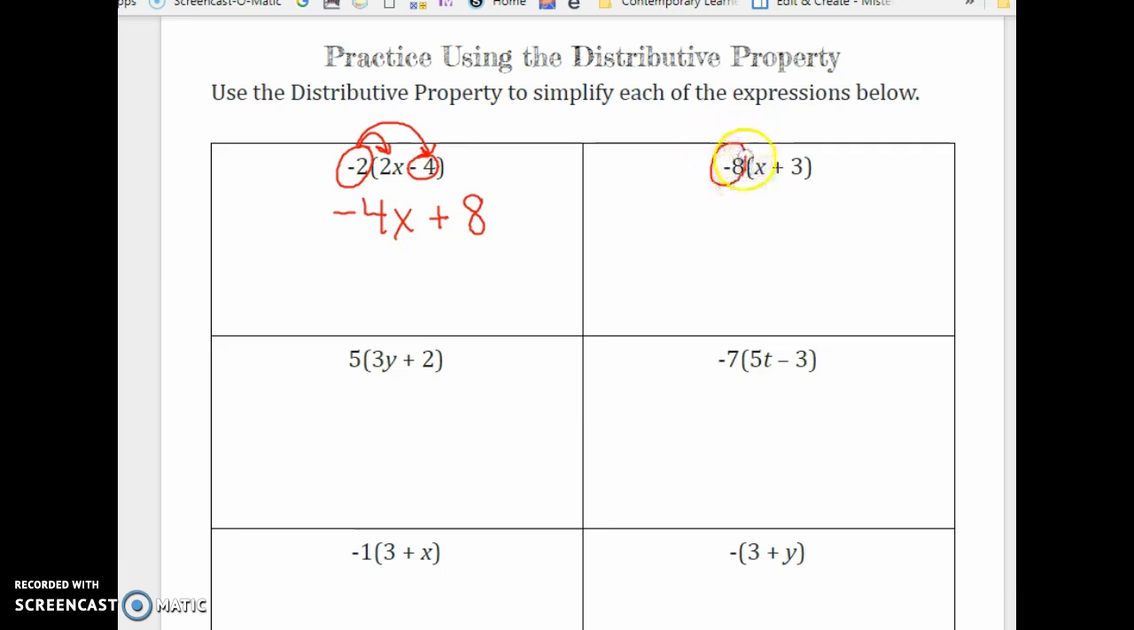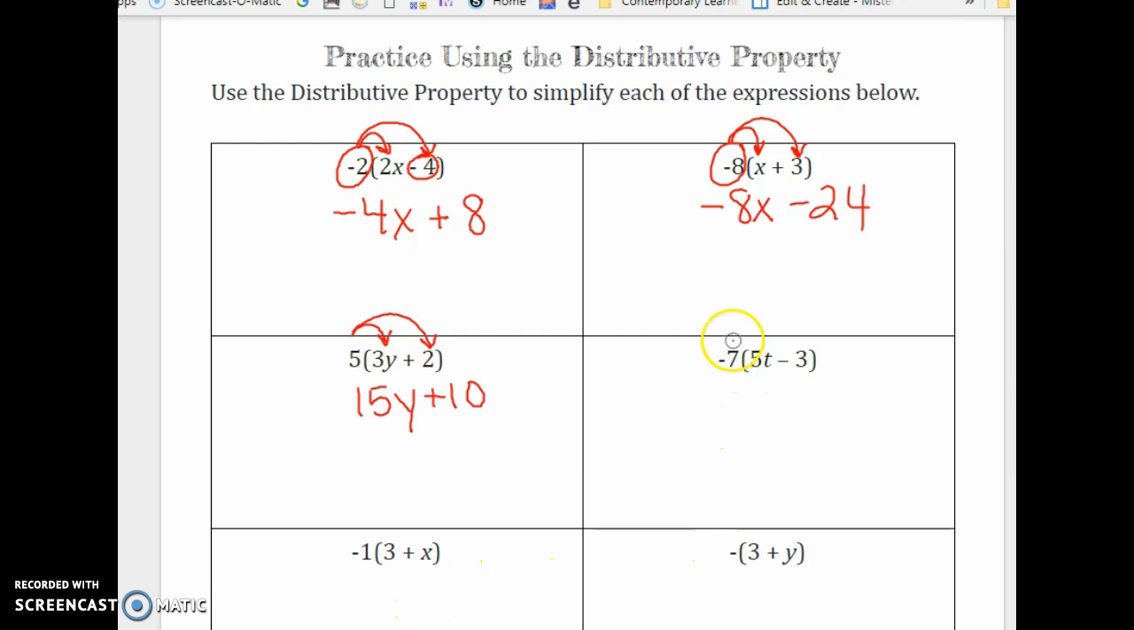On the outside of parentheses is -8. I'm multiplying -8 times x and -8 times 3. -8 times x is -8x. -8 times 3 is -24. Done. Next one. 5 times 3y is 15y. 5 times 2 is 10. There's a plus sign between because 5 times 2, they're both positives. It stays positive.